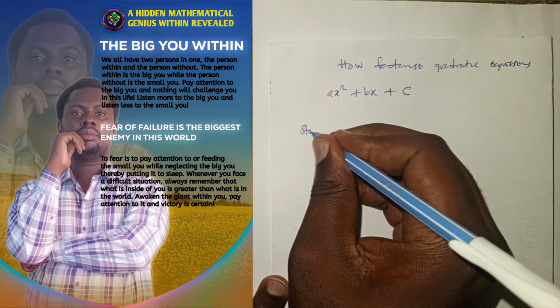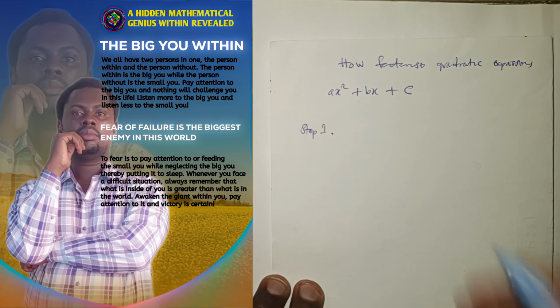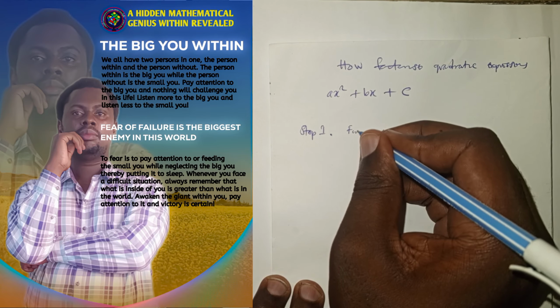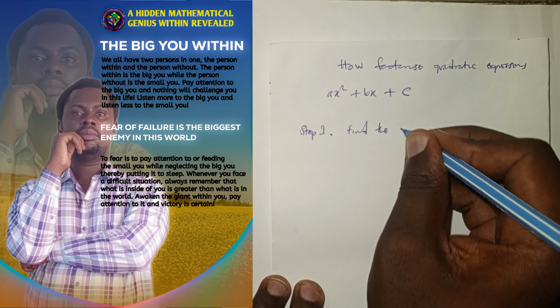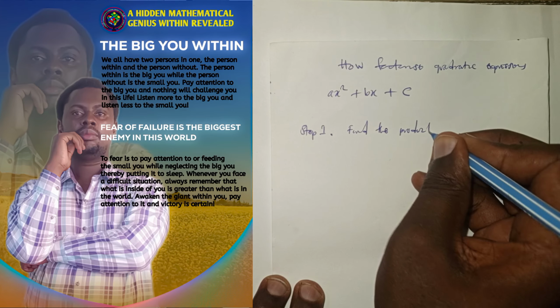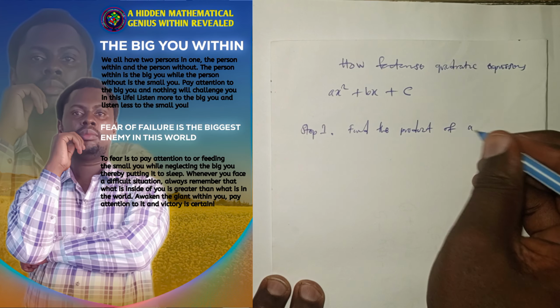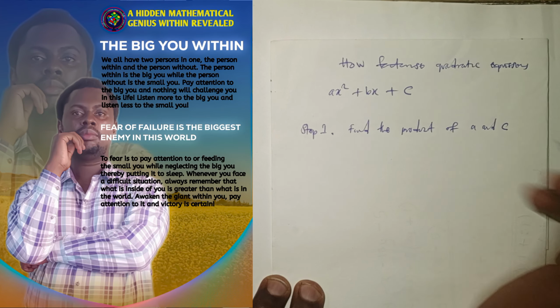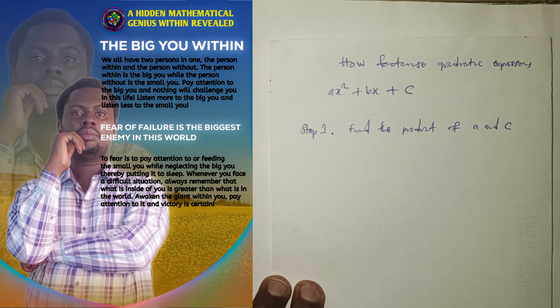Step 1, you find the product of A and C, and I believe you are aware that product of A and C is just A times C. So in mathematics, if you hear the word product, it means you are multiplying. Okay, so step 1, find the product of A and C.